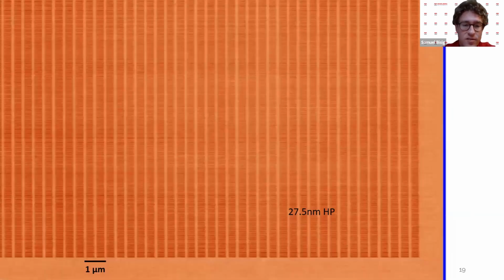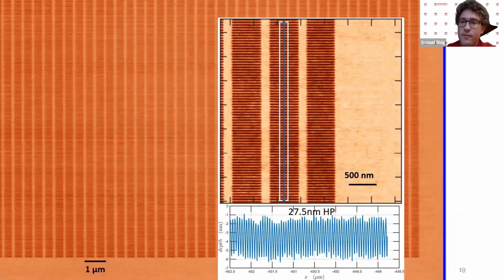And just to convince you that this is not something you only do on a small range, you can even do this high resolution, in this case 27.5 nanometer half pitch structures, and you pattern this over tens of microns of area. So there's a high stability of the process.